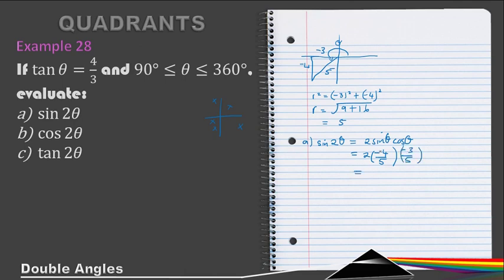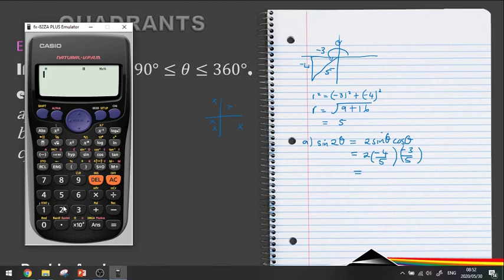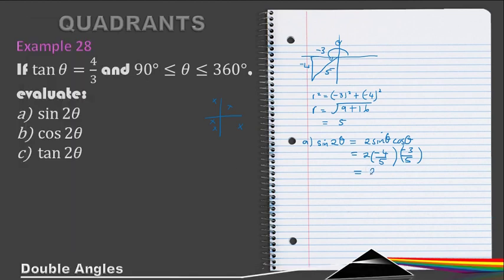And then I can just put that in the calculator. So if we say 2 times negative 4 over 5 times negative 3 over 5, then we get 24 over 25. Okay, so now moving on to B.